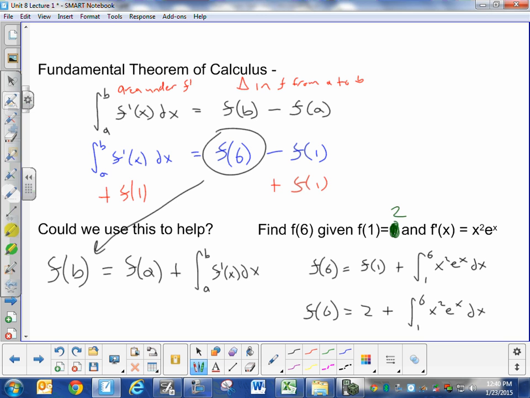Well, x squared e to the x is a rapidly increasing function. So if you're talking about between 1 and 6, the area under x squared e to the x, yeah, that's probably pretty big. So really the 2 doesn't matter much, but it matters.